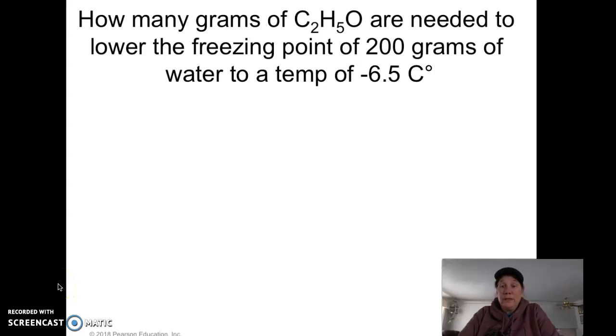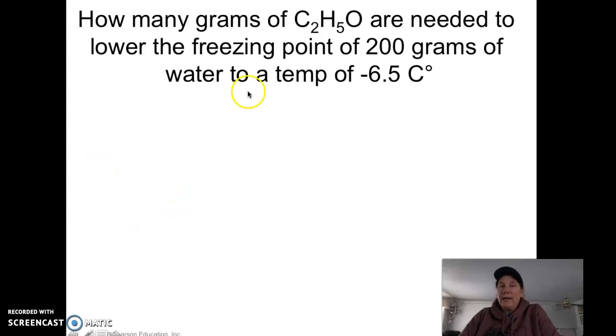Okay, continuing with colligative properties. Now I'm going to show you the reverse, kind of like I did when we did solution concentrations. Instead of saying, okay, so many grams added to this volume and you get this molarity, what if I want to find the molarity? Well, you can do the same thing with colligative properties in freezing point. Okay, if I have 200 grams of water and instead of freezing at 0, like it normally freezes, I want it to freeze at negative 6.5.